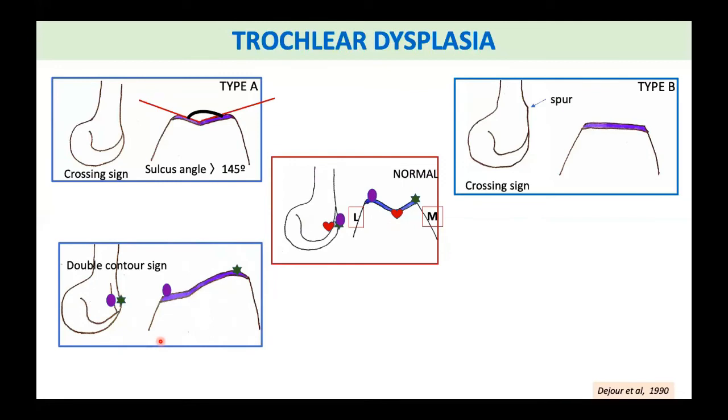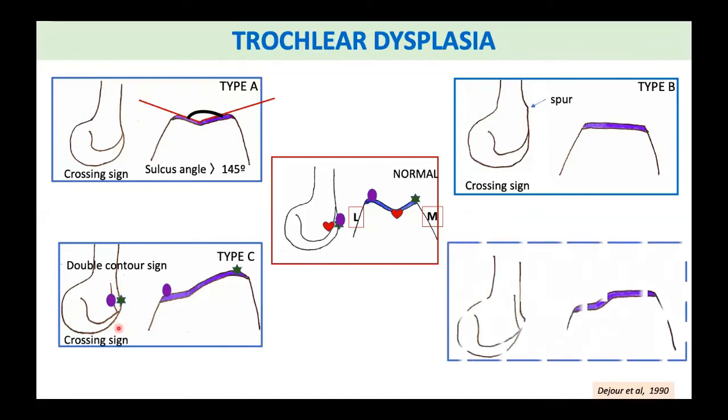This is called the double contour sign. This is for the lateral femoral condyle and this is for the medial femoral condyle. Crossing sign, of course, is present. This is type C. In type D, again, crossing sign is present. A spur is present. The spur again pushes the patella laterally. This is type D trochlear dysplasia.